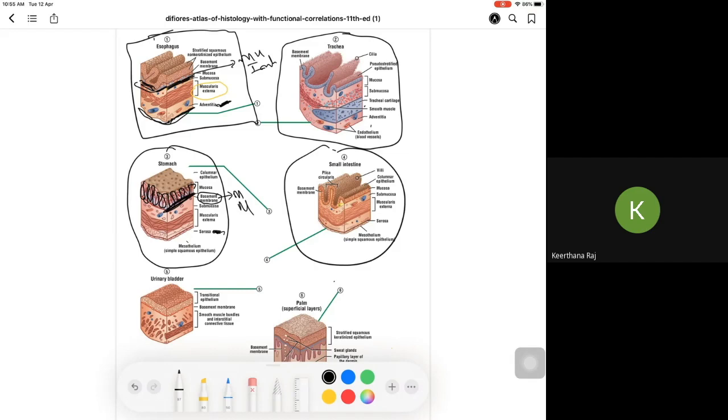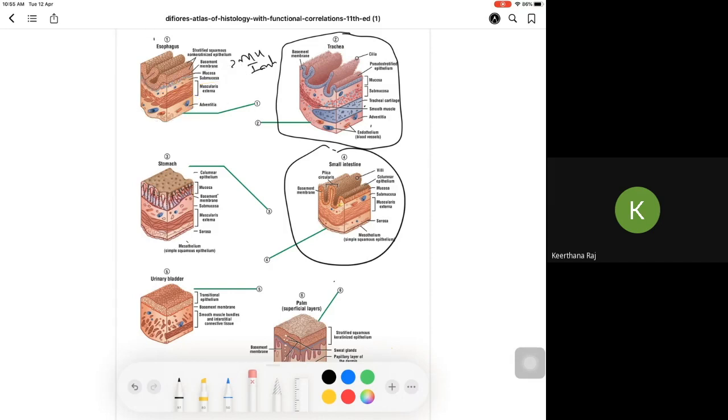Sir, in small intestine, the first layer is the columnar epithelium, sir. And the next layer is mucosa, and then submucosa, then muscularis externa, and then serosa, which is lined by simple squamous epithelium, mesothelium. And small intestine is thrown into villi. See the mucosa in the stomach, it is flat, whereas in the small intestine, it is thrown into villi.